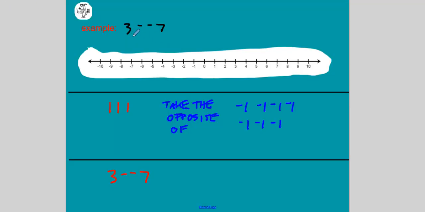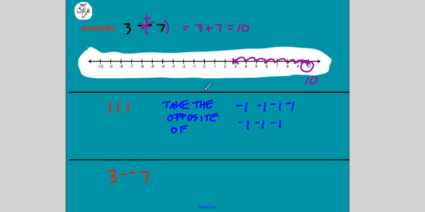So now let's look at this example, 3 minus -7. Again, remember, I could put parentheses here if I want to, and often you see it this way. This means take the opposite of -7. Well, the opposite of -7 is 7. So you could put a plus sign there, and this becomes 3 plus 7, which is 10. On the number line, you start at 3, and you go 1, 2, 3, 4, 5, 6, 7. You end up at 10.